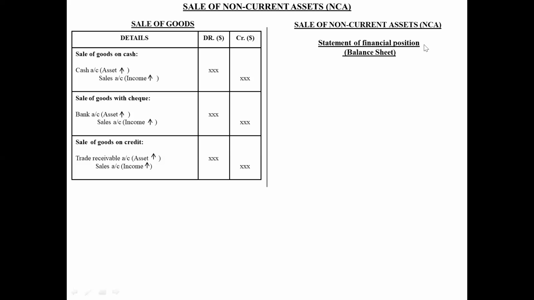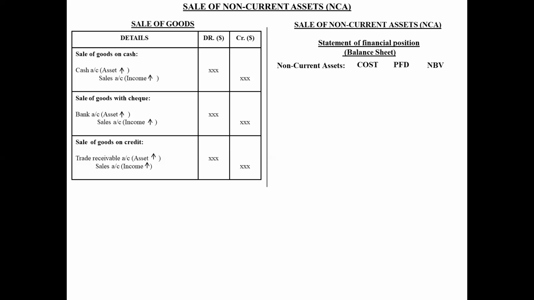In the balance sheet, which is also known as the statement of financial position, we write non-current assets and we have three things: cost, PFD, which stands for provision for depreciation, or sometimes we call it accumulated depreciation. And then we have NBV, which is net book value. So we have these three items: cost, PFD, and NBV.